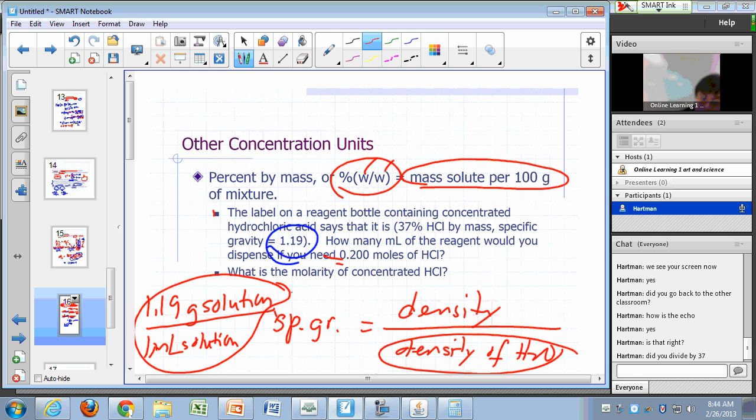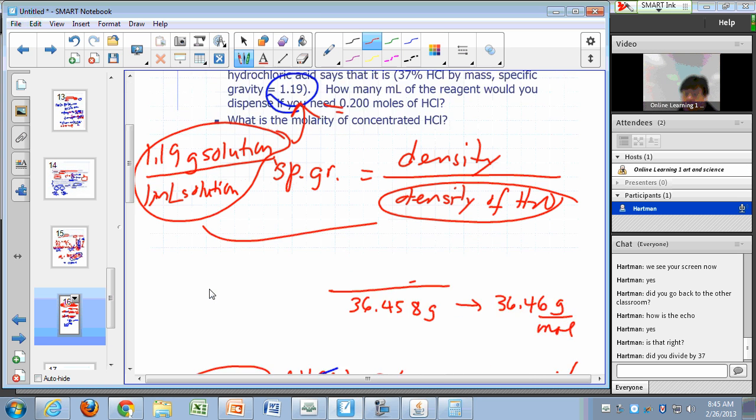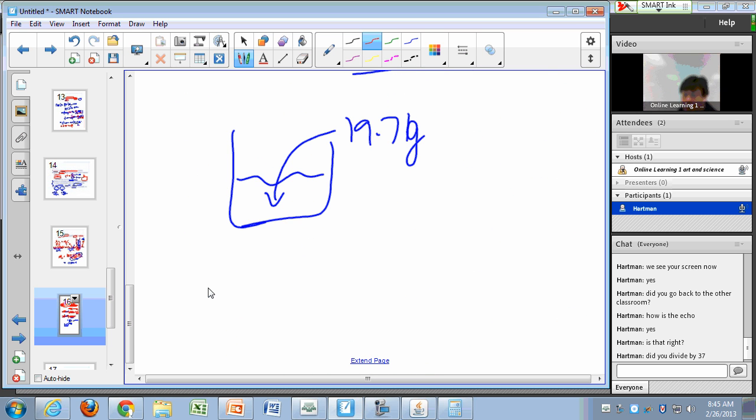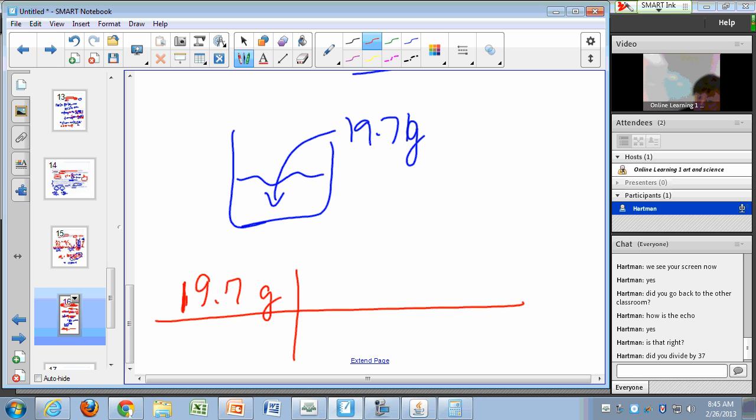So that information right there is what you can get from the label on the bottle. If it says 1.19 is the specific gravity, that means if I took a 1 milliliter sample of that solution, it's going to weigh 1.19 grams. Okay? So I can just change my grams to mils. So I would say 19.7 grams. Change that to milliliters. I'm going to say 1 milliliter is going to weigh 1.19 grams. So grams is going to cancel out.